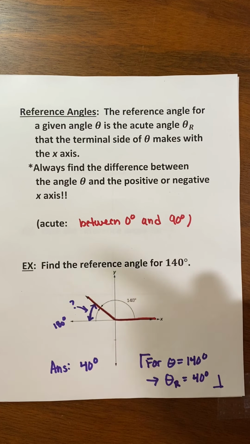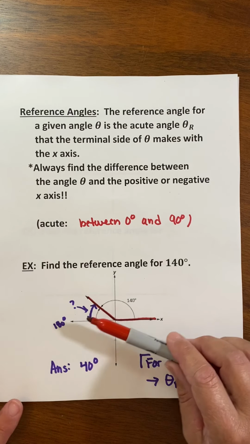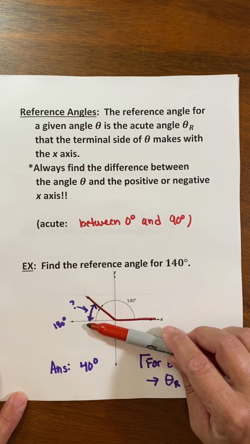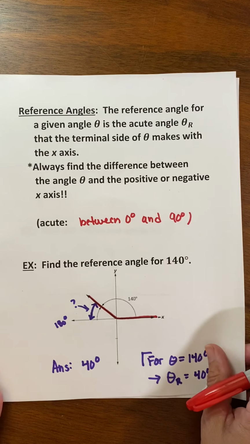We're talking about reference angles. We found the reference angle for 140 degrees to be 40 degrees because that's the difference between the terminal side of the angle and the x-axis. Remember, reference angles are always positive.